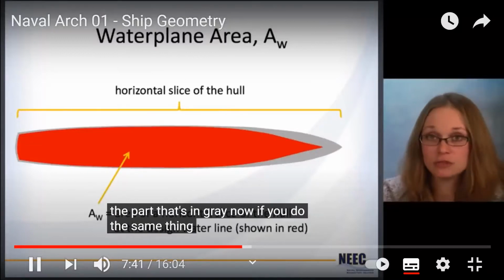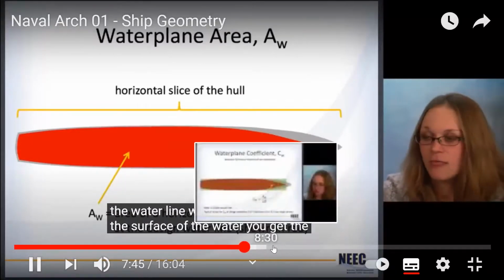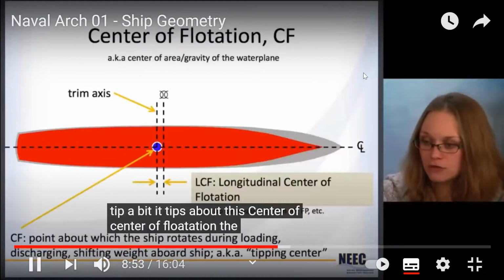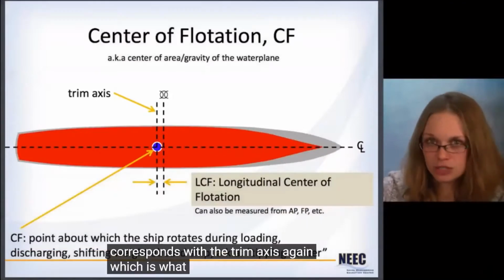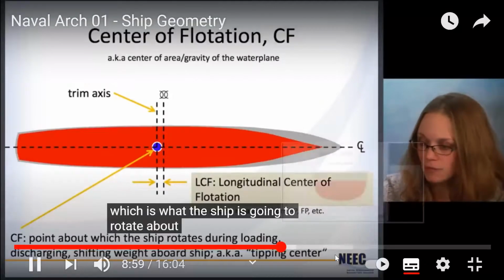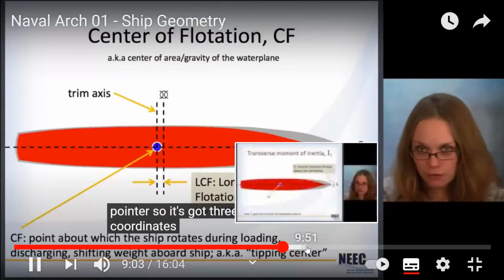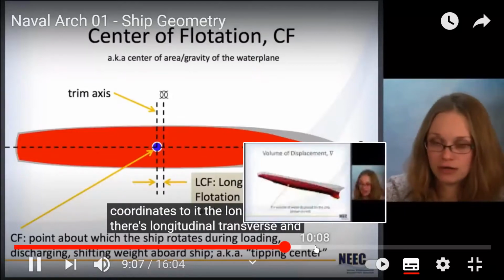Now, if you do the same thing, but you do it right at the waterline where the hull intersects the surface of the water, you get the area of the water plane, this A sub W. Flotation. The center of flotation corresponds with the trim axis, again, which is what the ship is going to rotate about. The center of flotation is a point, right? So it's got three different coordinates to it. There's longitudinal, transverse, and a vertical.